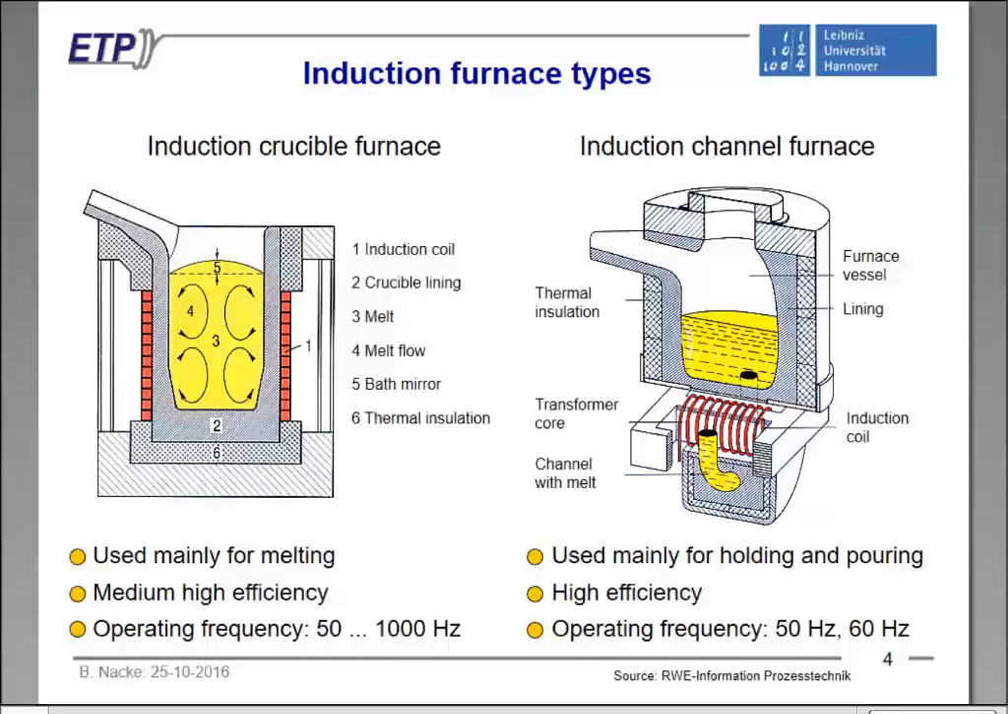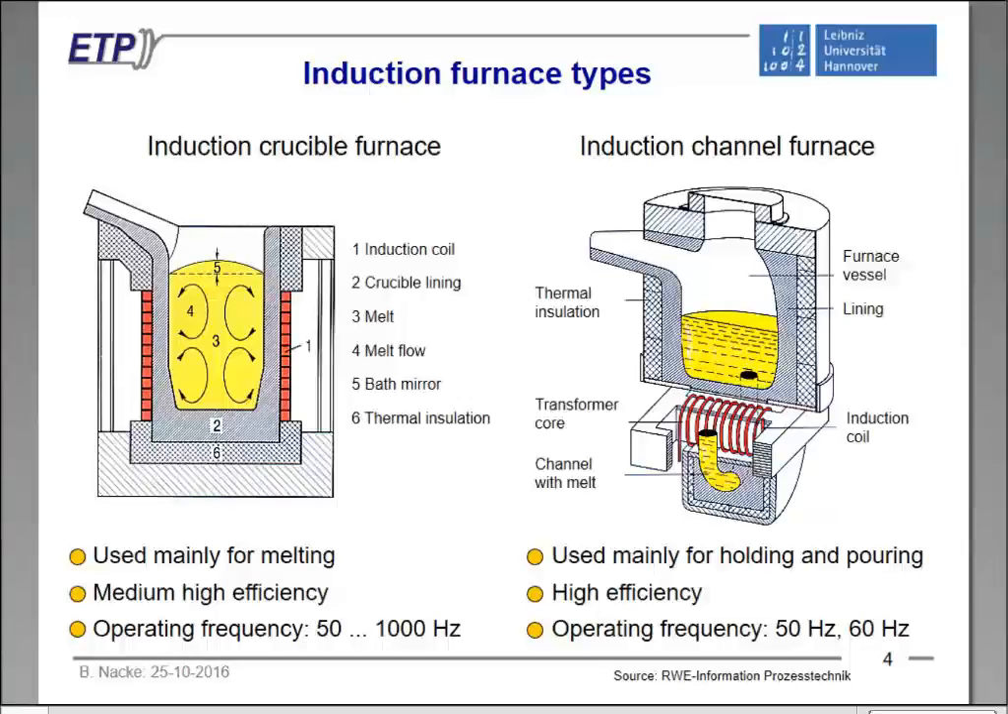But you see here already, we also have a strong steering of the melt. It is one of the big advantages of induction furnaces, especially induction crucible furnaces. And we have a so-called bath mirror, that says an over height of the melt due to electromagnetic forces.